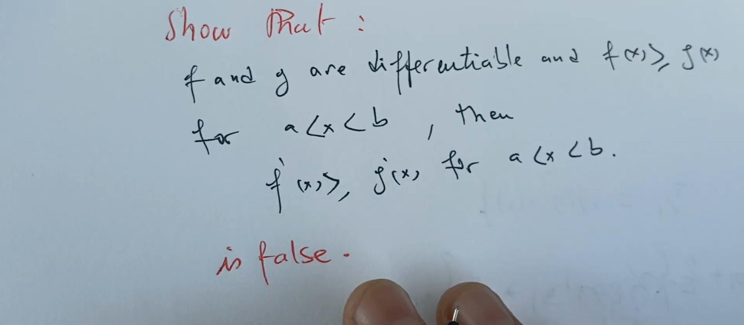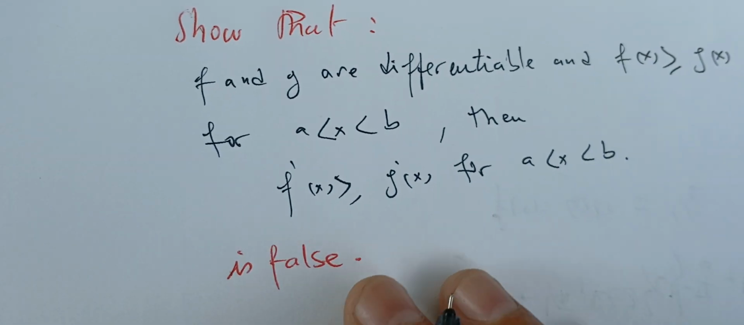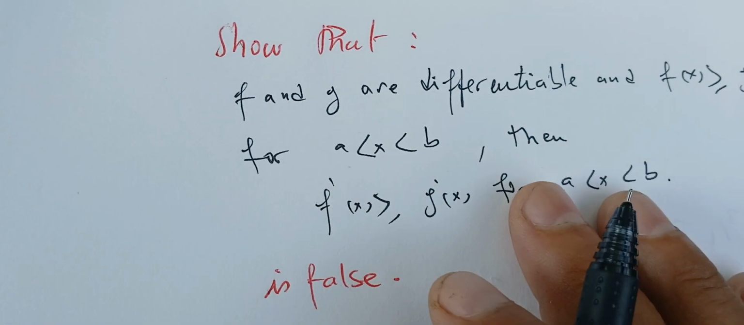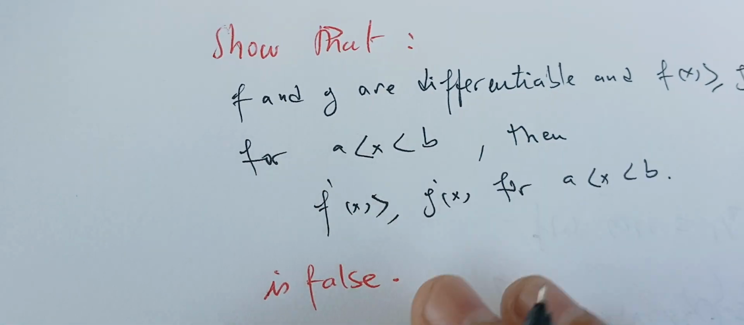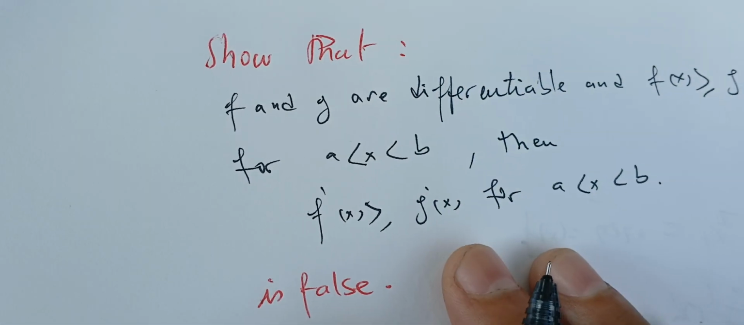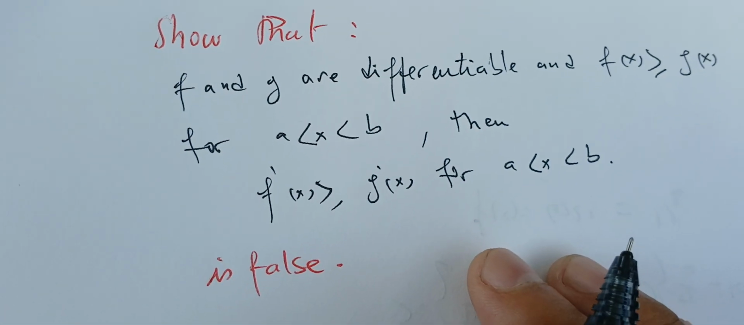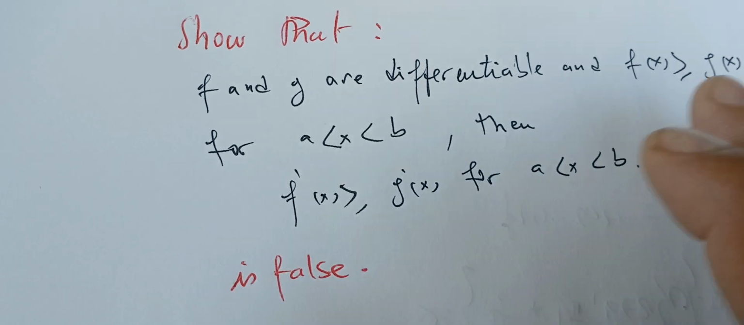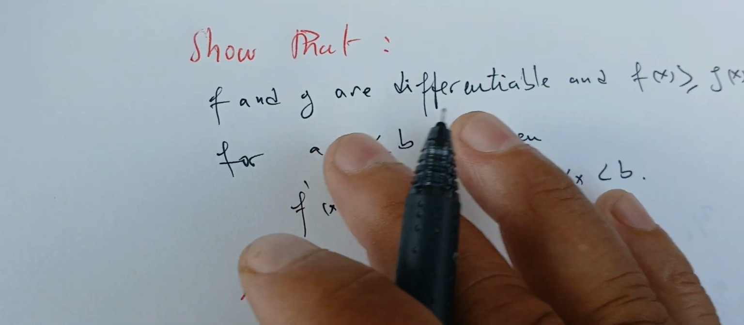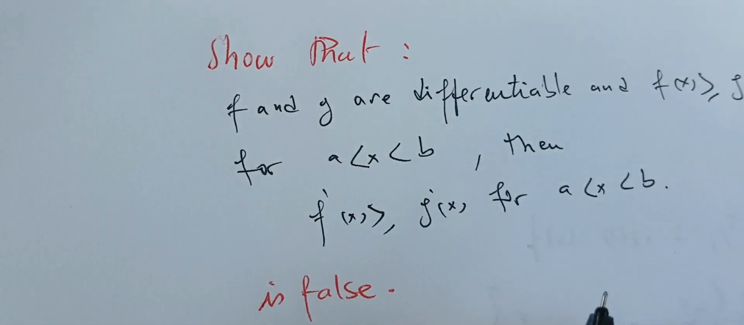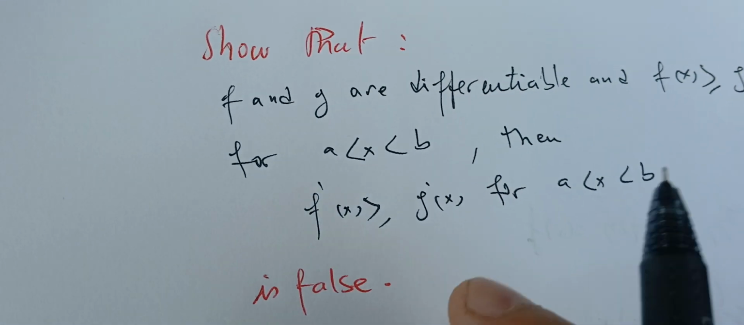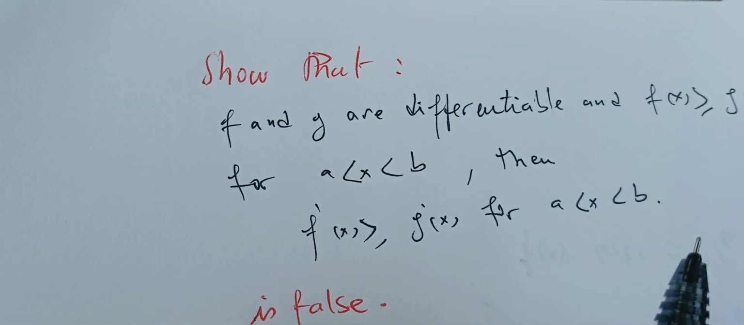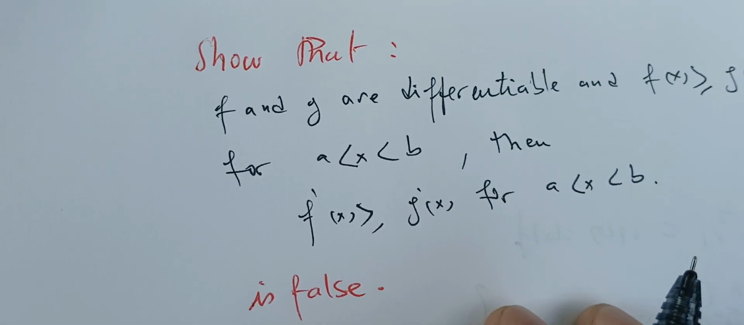In this video, we're going to try to show that the following statement is false. We want to prove that if f and g are differentiable functions and f of x is bigger or equal than g of x for x between a and b, then f prime of x is greater or equal than g prime of x for x between a and b.